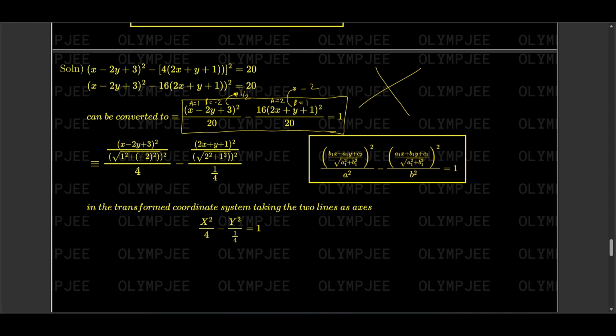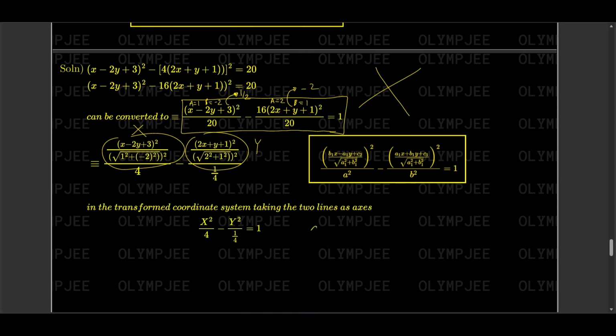So 5 multiplied by 4 is 20, and here there is 16 above and 20 below. So we can see that if we divide this by 1 by 4, then we will get this term. So from here, if we write this as x and this as y, we will get x square by 4 minus y square by 1 by 4 is equal to half.